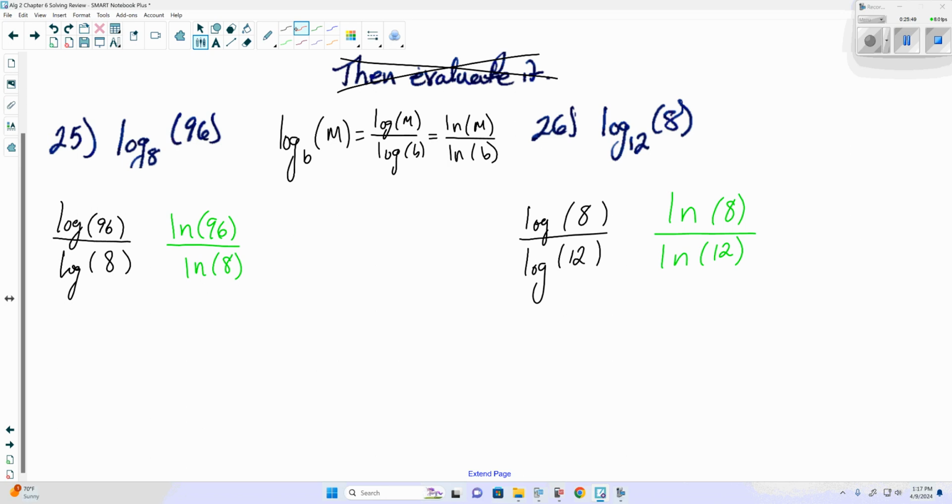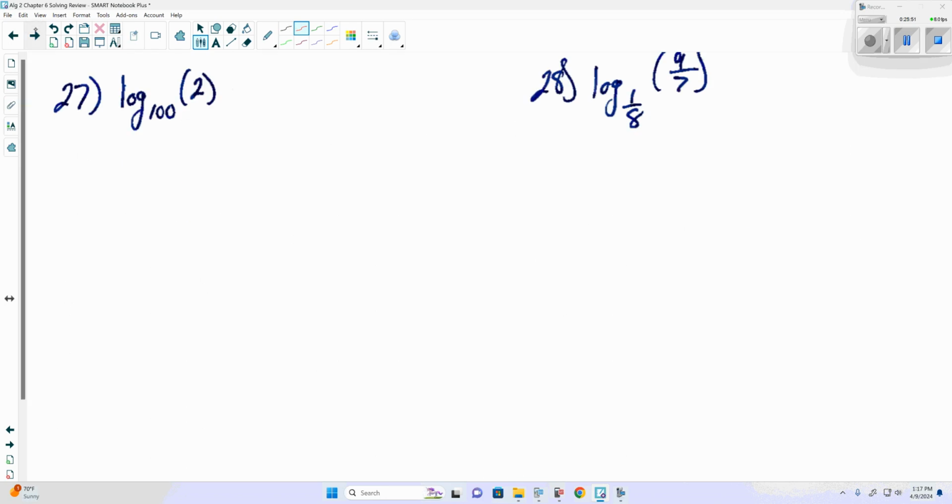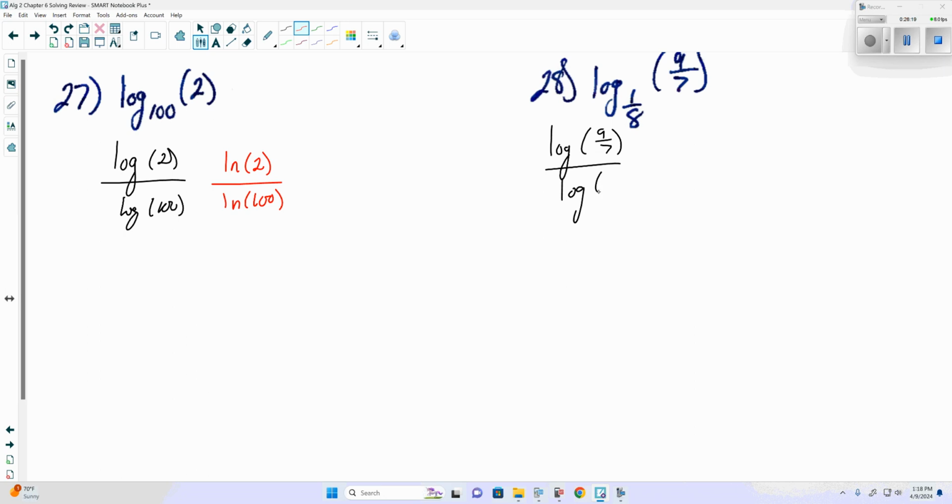We ready for the next two? Yes, sir. So log base 100 of 2 would be what? Log of 2 over log of 100. We'd also have the natural log of 2 over the natural log of 100. And lastly, log base 1/8 of 9/7 would be log of 9/7 over log of 1/8.